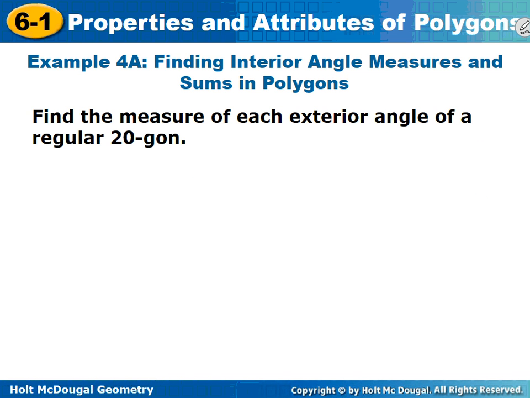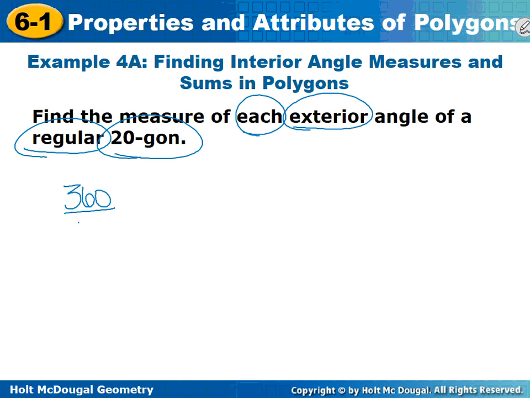Okay, so read this. Let's pick out the key words. What's important here? Each. Each is important. Exterior is important. What else? It's regular, and it's a 20-gon. So which one of these formulas do we need to use? Each, exterior, regular, 20-gon. Okay, we need to look at exterior, and we need to look at the one that gives us each, because it is regular. So we need to take 360 and divide it by n.